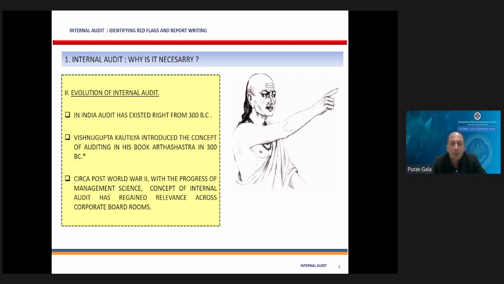After World War II and with the progress of management science, specifically in Europe and the US, there was a concept where promoters segregated themselves and allowed professionals to run the company for them. The concept of internal audit has gained relevance across corporate boardrooms.